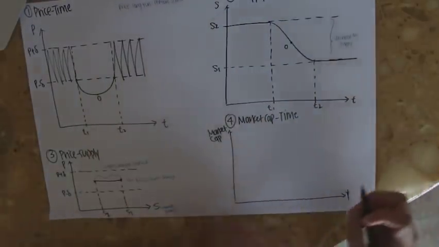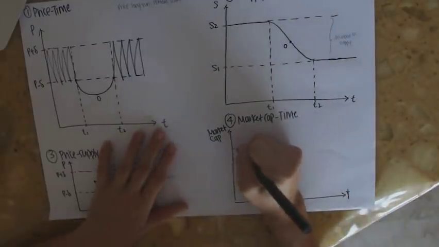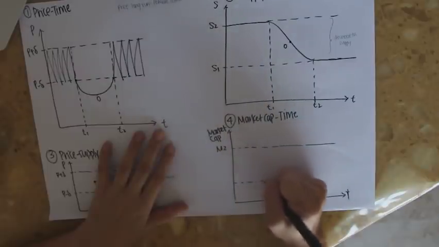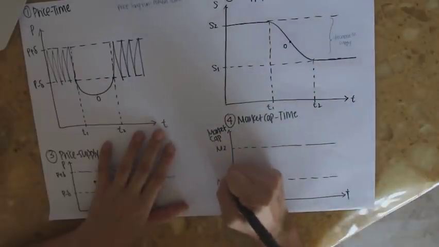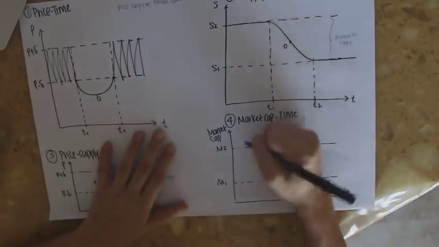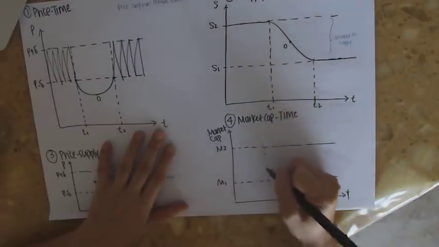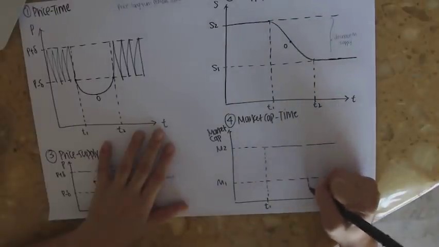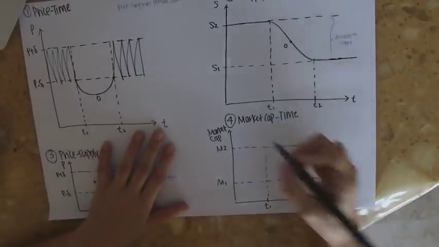Lastly, we have market cap versus time. Once again, we have M1 and M2. These are the two different states of market cap. And then we have T1 and T2, two different times. Between 0 and T1, you have the fluctuation, like small little fluctuation, the squiggly lines that we drew just now at M2. And then from T2 to infinity, we have some squiggly lines at M1.